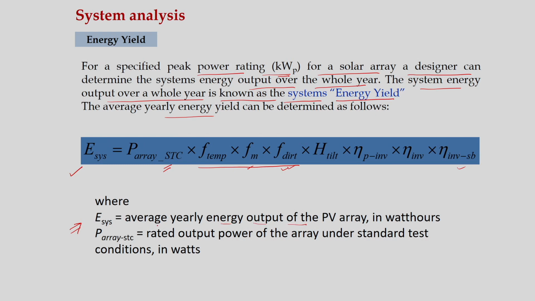If we do not write yearly, then of course we will write Y here. At this moment we do not need to write it, and this P_array,STC is the rated output power of the array under standard test condition. For standard test conditions, we represent in watt, and E_system will be in watt hour.